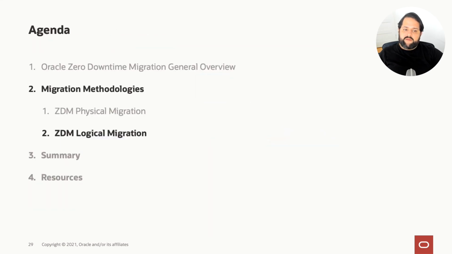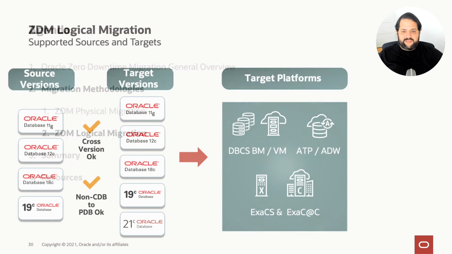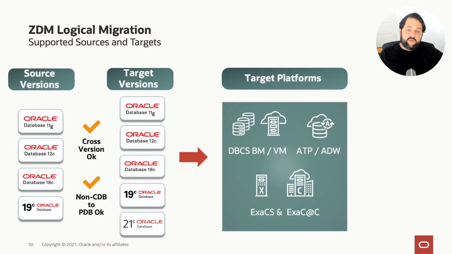Now, what about logical migration? Well, let's talk about that. Logical migration, which was introduced in ZDM 21c, has the possibility to migrate between different versions. So you can actually migrate from 11 to 19, 12 to 19, etc. And also, of course, it has a direct way of doing non-CDB to CDB migration, which is perfect.